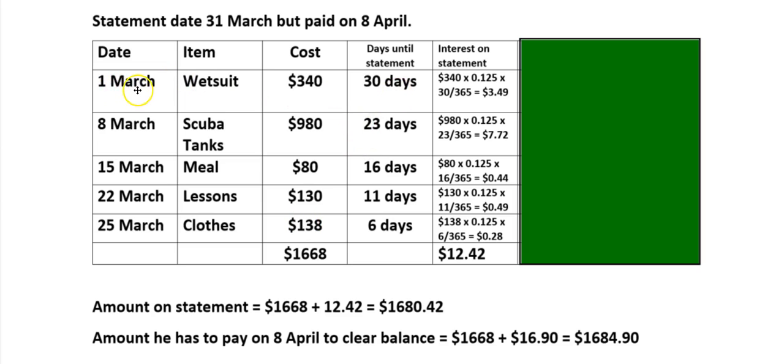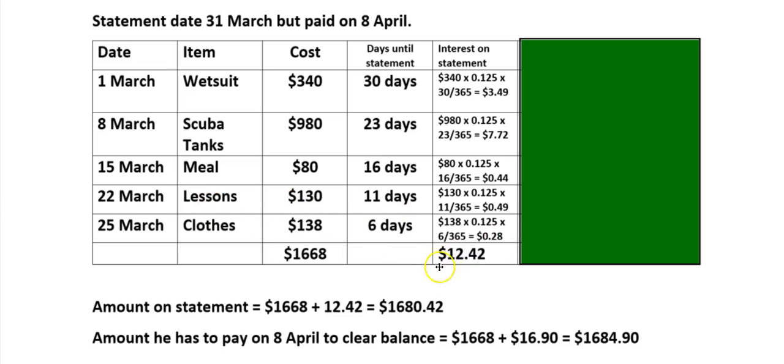So for the wetsuit that he bought on the 1st of March, 30 plus 1 is 31, so there are 30 days from the time he purchased the wetsuit to the time the statement is made. And here's our simple interest calculation, $340. Interest rate was 12.5% as a decimal, 0.125. And then we've got 30 days out of 365 days in the year. So the interest that he accrued that was owing on his wetsuit was $3.49. Similarly, 8th of March, 31 minus 8 is 23 days. Interest 15th of March, etc., all the way down.